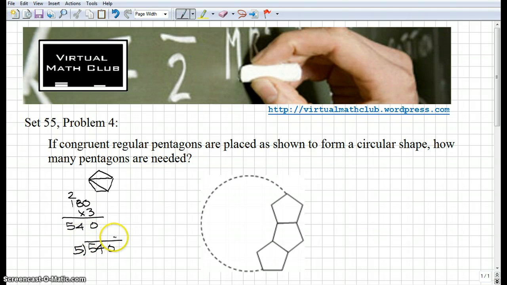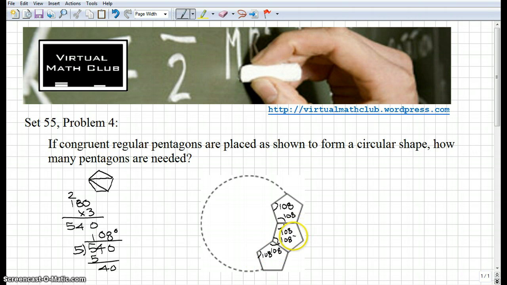Because in a regular pentagon, all the angles are equal. So we'll just divide this by 5, and you can see that we get 108. So these angles inside here are 108. This one here is also 108. This one here is also 108. We can keep going around. They're all going to be 108 degrees.